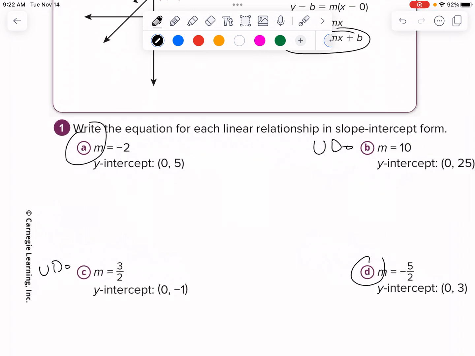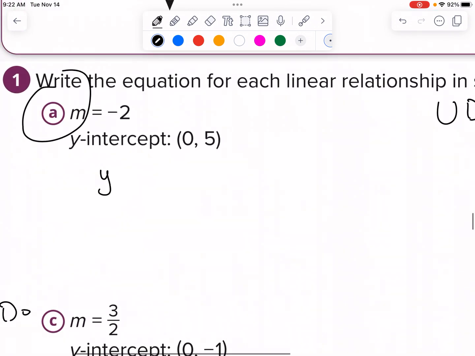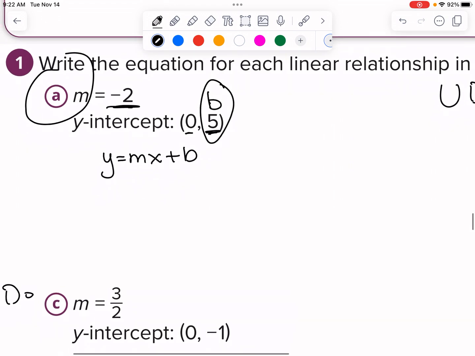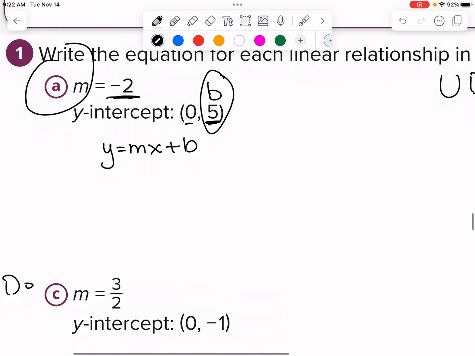For this, simple enough. We have everything that we need. I'm just going to do it for this one. Right, this is m, and the y-intercept, this is b right here. Right, we can just ignore that 0. So our equation for this, for number 1A, is y equal to negative 2x plus 5.